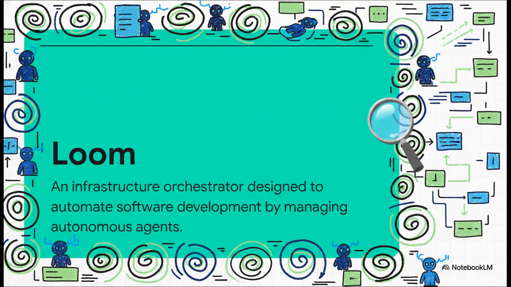So what is Loom? It is that orchestrator. It's the infrastructure, built from the ground up, to take those loops you programmed and manage the autonomous agents, which, yeah, they're called weavers, to turn your high-level ideas into actual working code.